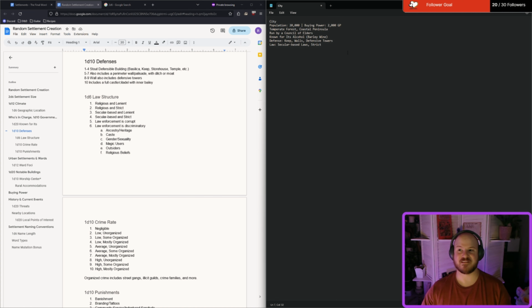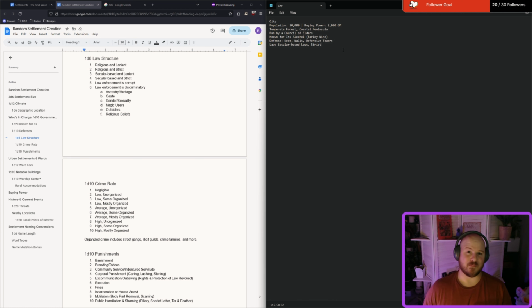So we have the secular based laws. They're strict. It's good, that means there's not going to be a lot of leeway when they get in trouble with the authorities, which, if you have player characters, you probably have that one person in your group who's going to get into it with the law, probably going to do something silly, right? Most groups have that one instigator person. It's like, I'm going to get in trouble with the law. I'm going to pick all the pockets. I'm going to do all the weird stuff that I probably shouldn't be doing.